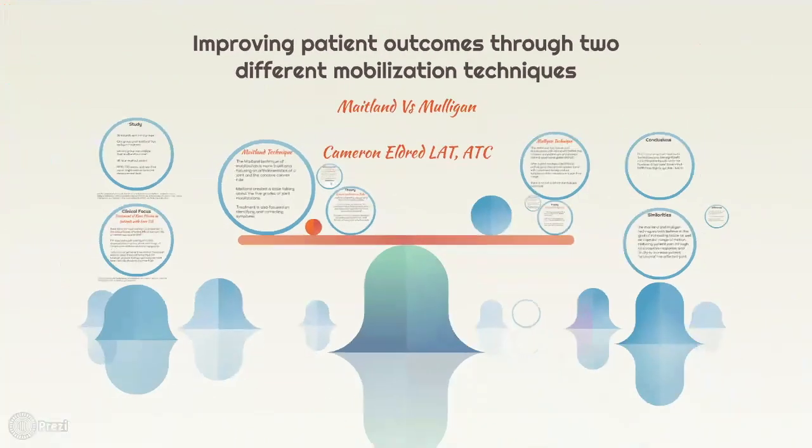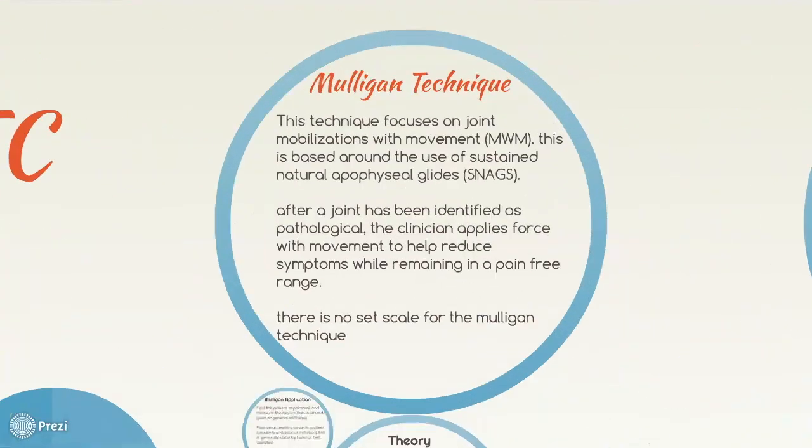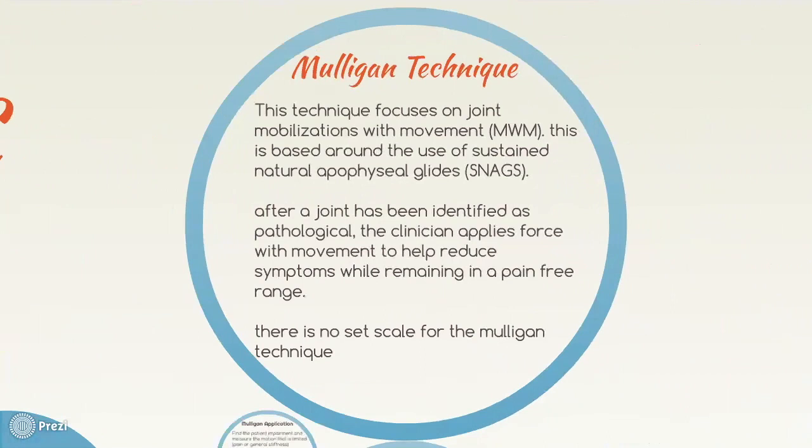Now we're going to jump over. We're going to talk a little bit about Mulligan's technique. So this technique focuses on joint mobilizations with movement. You'll hear this called MWM. This uses a sustained passive accessory glide while the patient performs problematic active movements, and is based around the use of those natural apophyseal glides, or SNAGs.